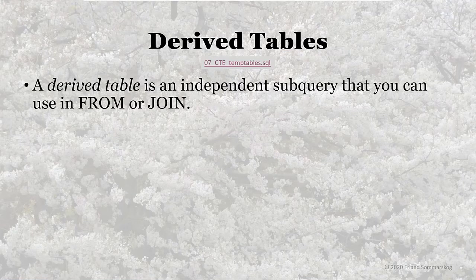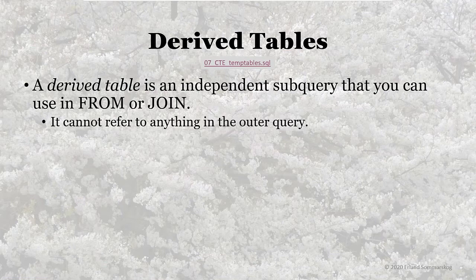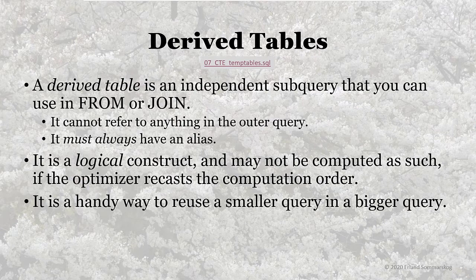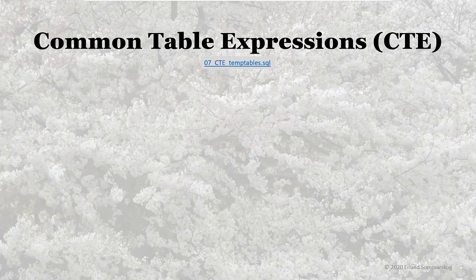So a derived table is an independent subquery that you can use in FROM or JOIN, and it cannot refer to anything in the outer query, and it must always have an alias. It is a logical construct and may not be computed as such if the optimizer decides to recast the computation order. It's just a logical thing. And this is a very handy way to reuse a smaller query in a bigger query. So it's very powerful to build complex queries.